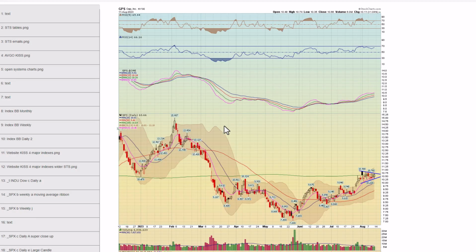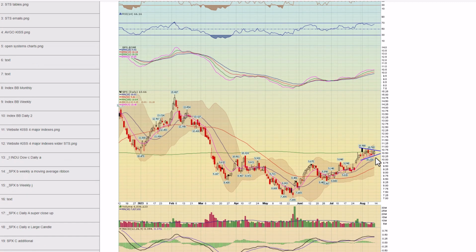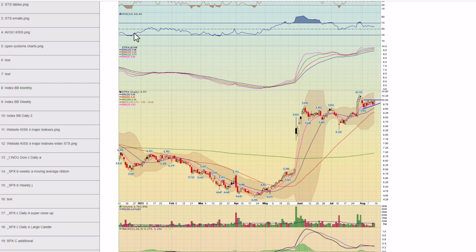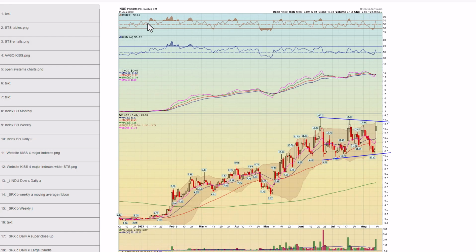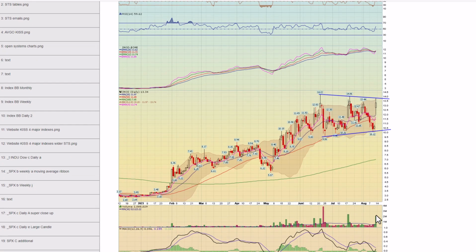Next, chart 122, GPS. Nice tight coil here. I like these coils. Good setup. Next, chart 123, ETRN, another nice little tight coil-like pattern. One to watch, resistance 10.02. Next, chart 124, INOD, another one to watch. Again, these are all just from simple volume scans, guys. So nice volume here on Friday. Those are a couple items to watch, guys.